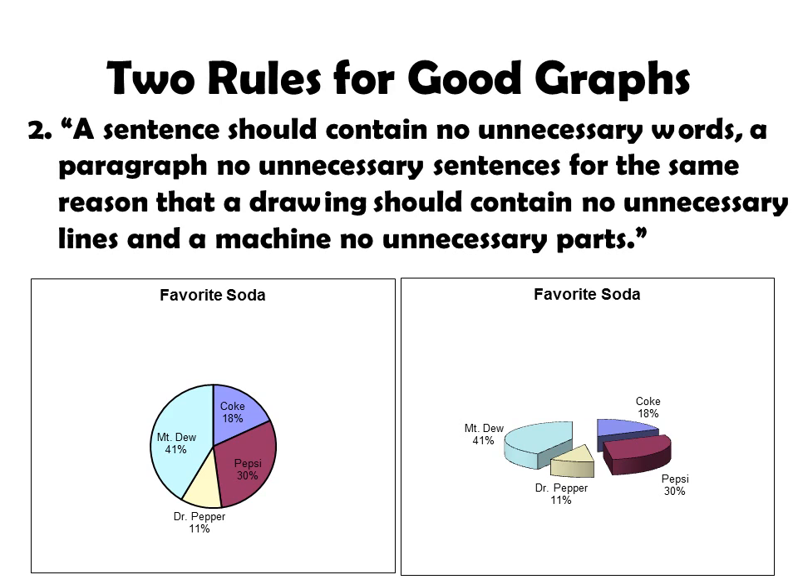The second rule is based on a quote from a book, which says a sentence should contain no unnecessary words, a paragraph no unnecessary sentences, for the same reason that a drawing should contain no unnecessary lines, and a machine no unnecessary parts. And so the point here is that your graph should not contain a lot of unnecessary stuff, whether it be lines or colors or anything.